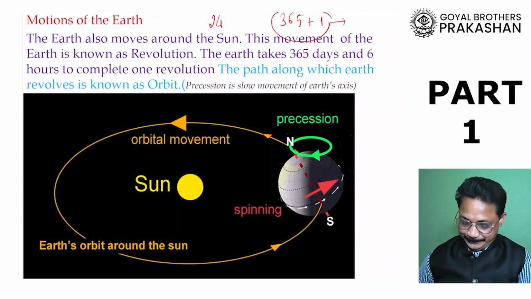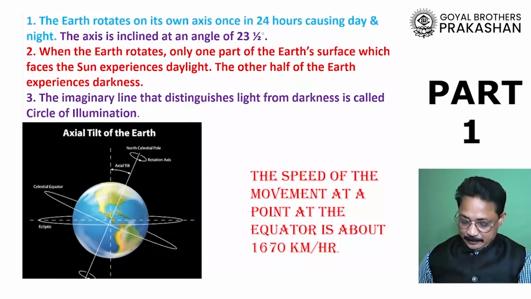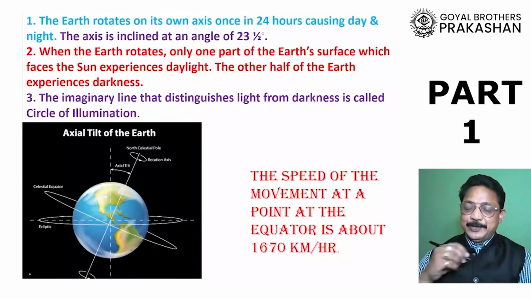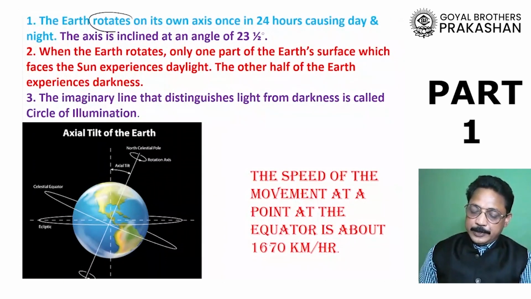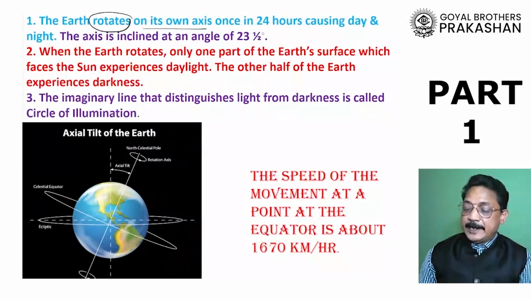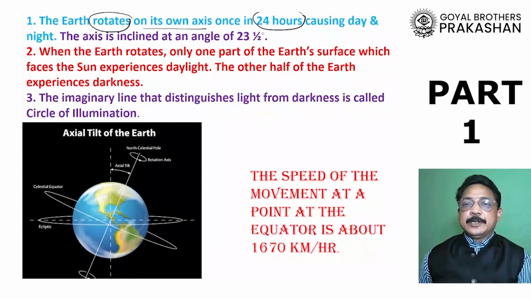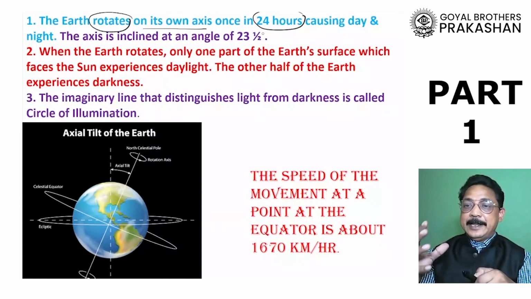Okay, students. Now, a few important points about Earth's rotation. Very interesting. The first point, Earth rotates on its own axis in 24 hours. That is the rounded up time. And because of that, dear student, on Earth we have an alternate day and night cycle. So the day and night cycle is happening because of the rotation of the earth around itself.